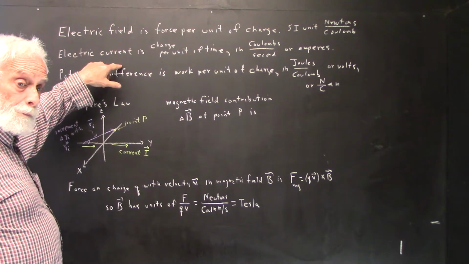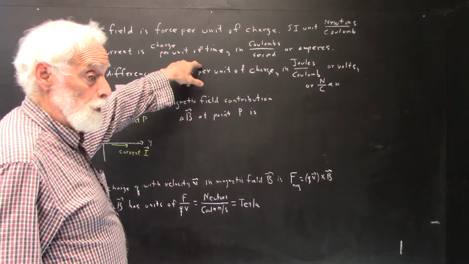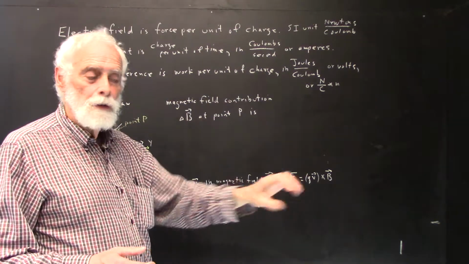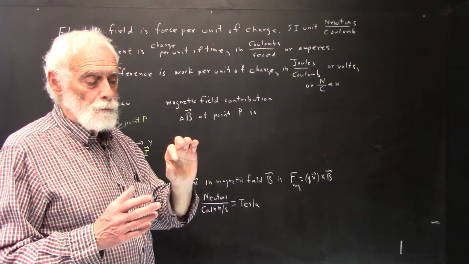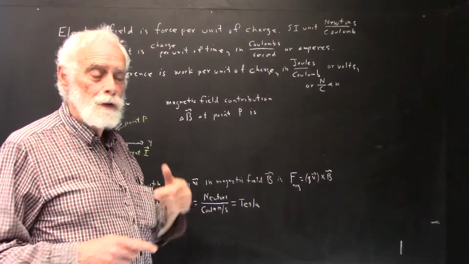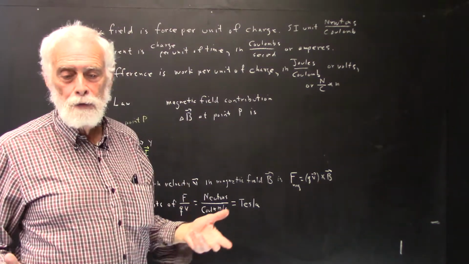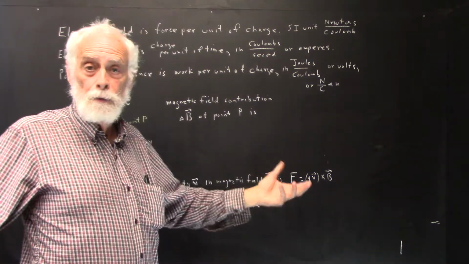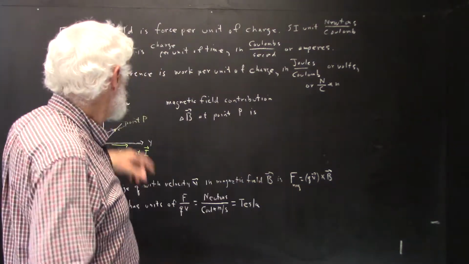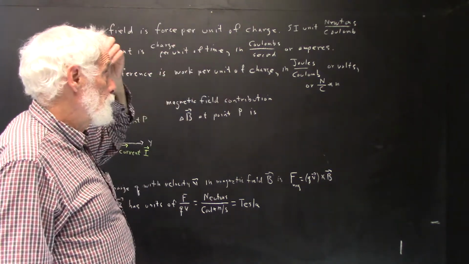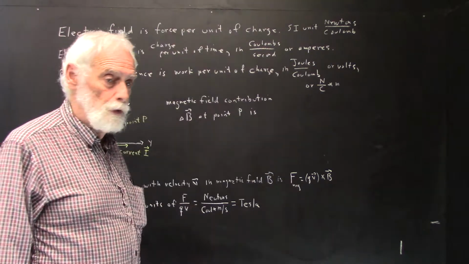Electric current is charge per unit of time in a wire or discharge. You pick a point and you measure how much charge is passing per unit of time. Now you can't actually do that. You actually measure it by measuring often the magnetic field that it induces. But anyhow, it's charge per unit of time, and you can also measure it by electroplating and so forth.